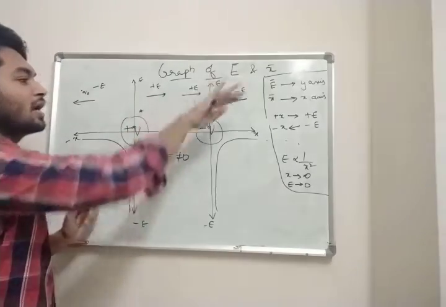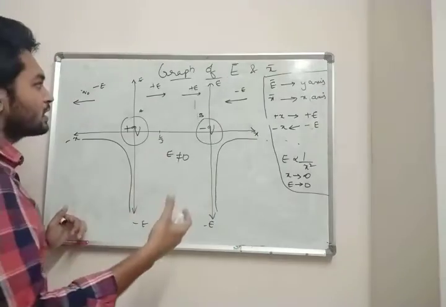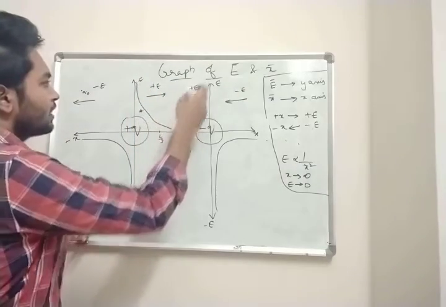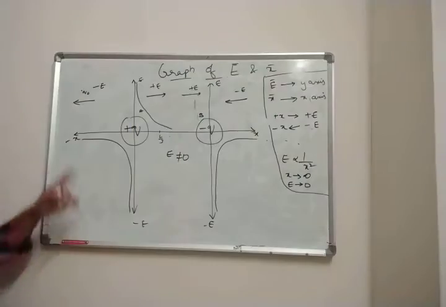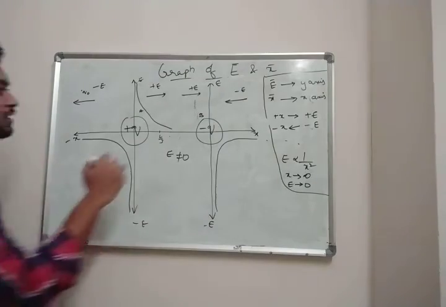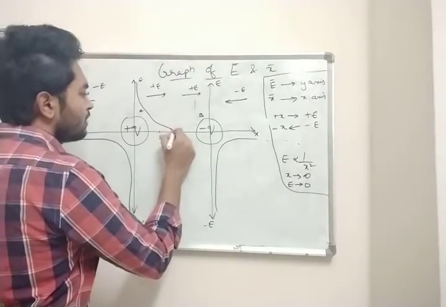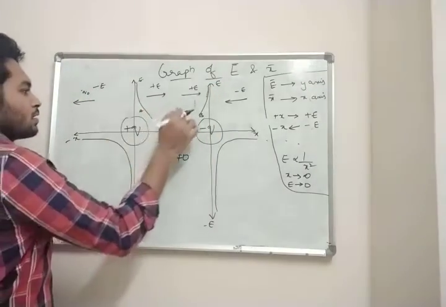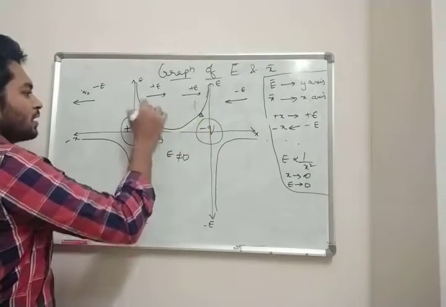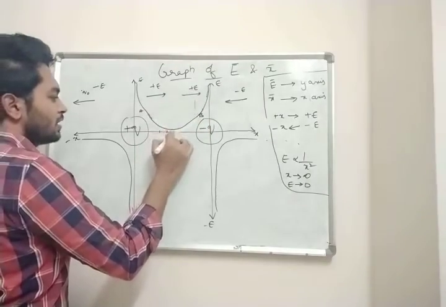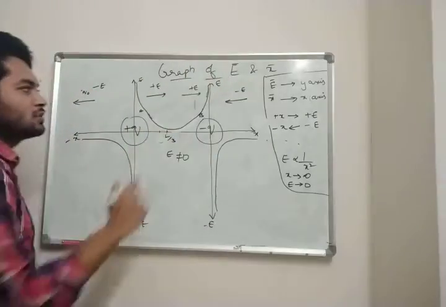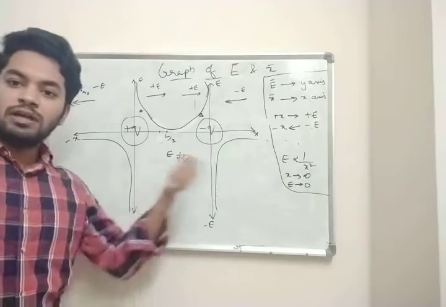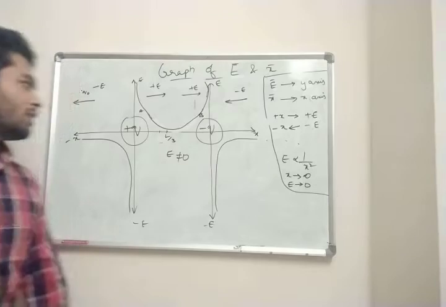Why? Because both are acting in the same direction. So how will you get the graph? Here electric field is positive, okay fine, and here also electric field is positive. So your graph will be like this. Somewhere, suppose this is L by 3, so you will get a graph both in positive direction. So this is your graph for one positive and one negative charge. Clear? Note it down.